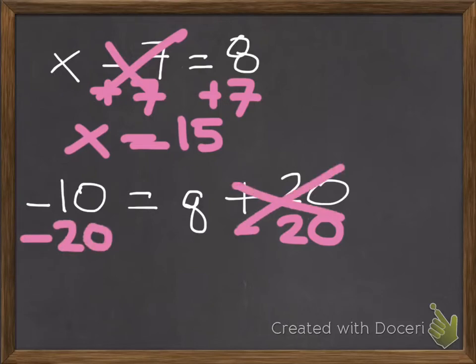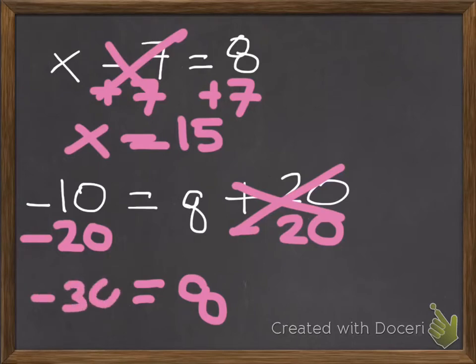And like I always say, whatever you do to one side, you have to do to the other. So the 20s cancel out, and we get q equals negative 10 minus 20, which is negative 30. And that would be our answer.